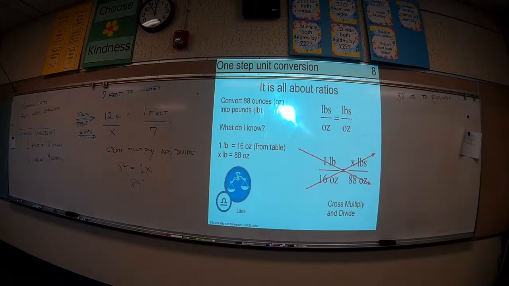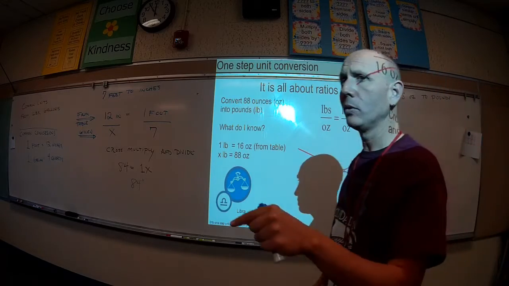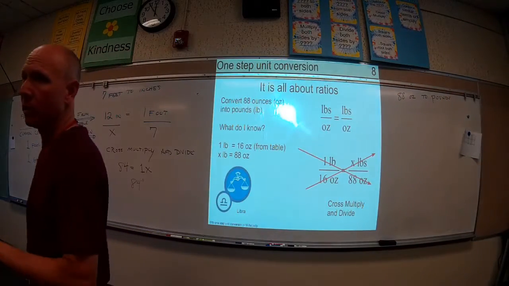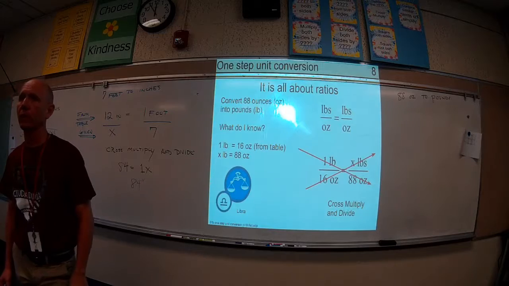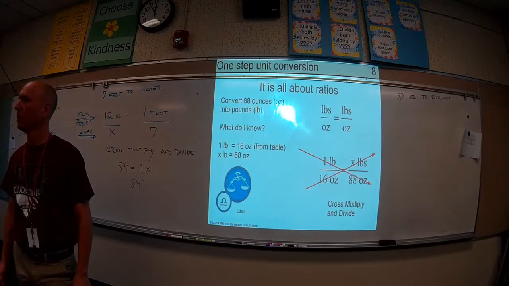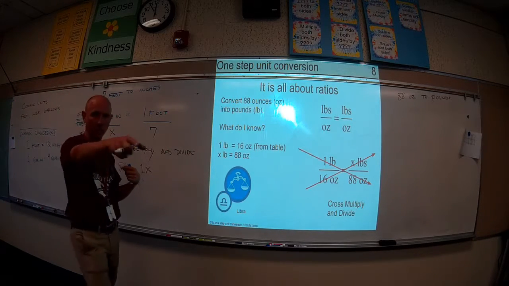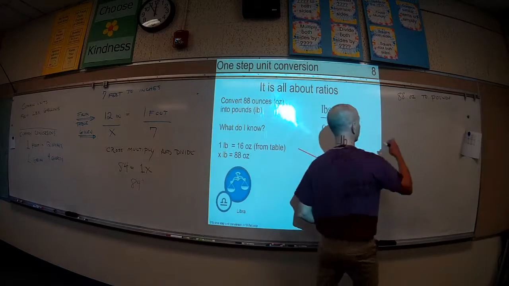Go into the table and find the connection between ounces and pounds, or pounds to ounces. It doesn't matter which way you go. Go into the table, pounds to ounces. Raising a hand, who's got the connection? What's the connection? 1 pound to 16 ounces.